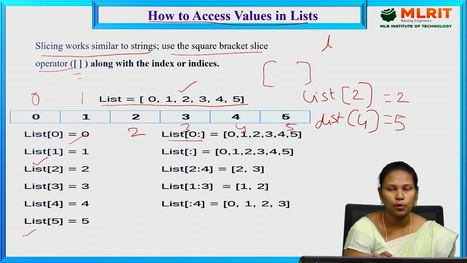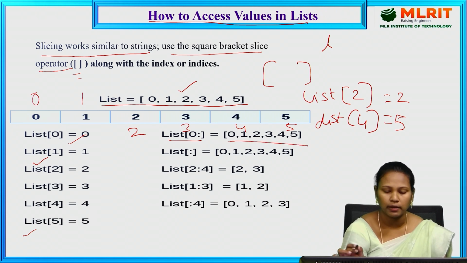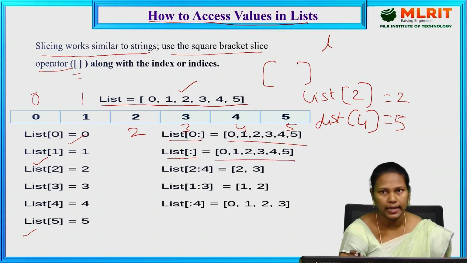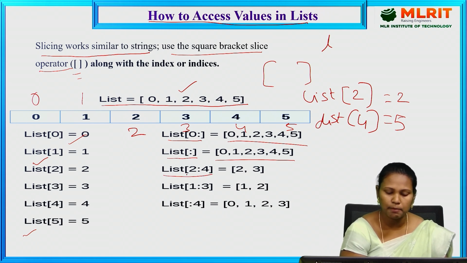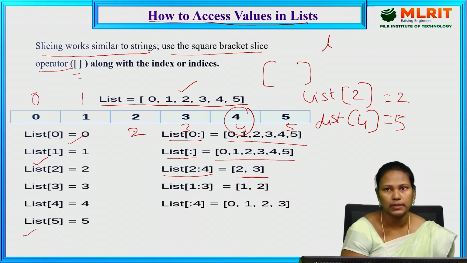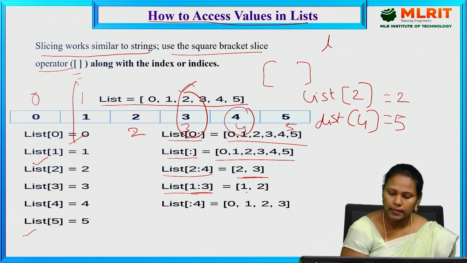List of 0 colon means we are specifying the starting index but not the stopping index, so it gives the entire data, 0 to 5. Next example, list of 2 colon 4. The start index is 2 and the stop index is 4, so it prints up to index 3: 2 comma 3. Next one, list of 1 colon 3. It starts from 1 and ends before 3, so it displays 1 comma 2.